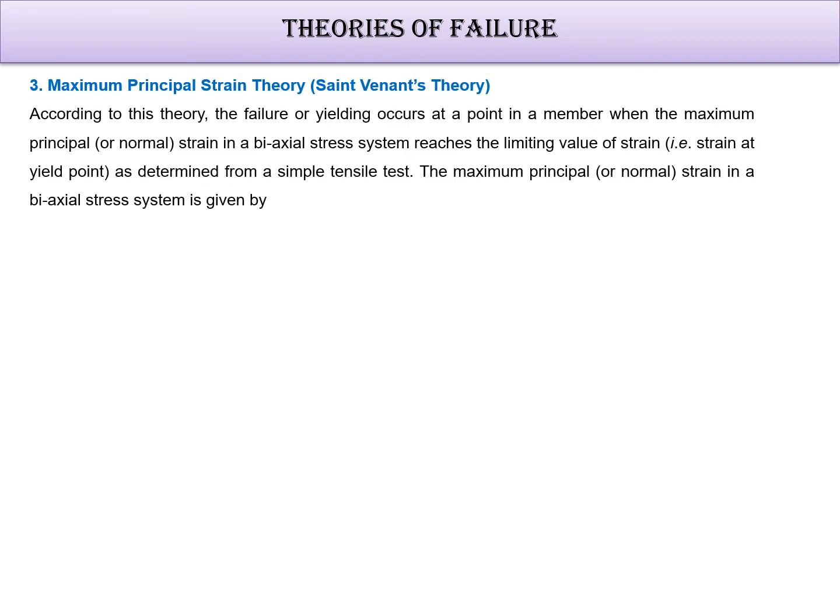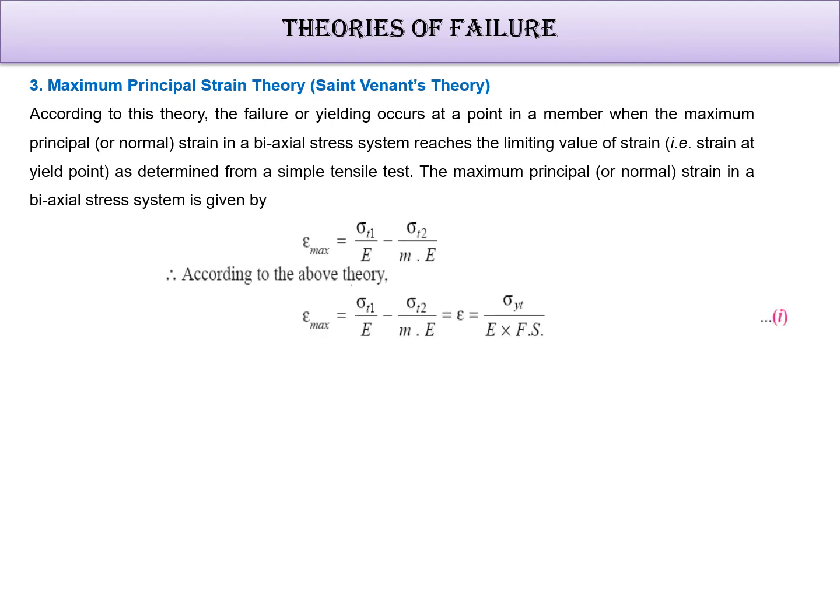This theory's definition is similar to the other theories: in a biaxial stress system, failure occurs when the maximum principal strain reaches the limiting value of strain as determined from a simple tensile test. As I have already shown you the simple tensile test, whatever limiting value we get in that test, if the component reaches that point, definitely the failure will occur. So we have to take a value under the limiting value of strain as determined from the simple tensile test. Mathematically we can show this in this way.